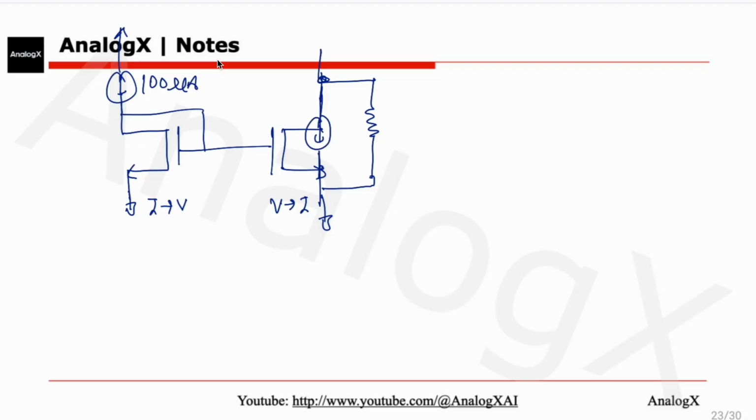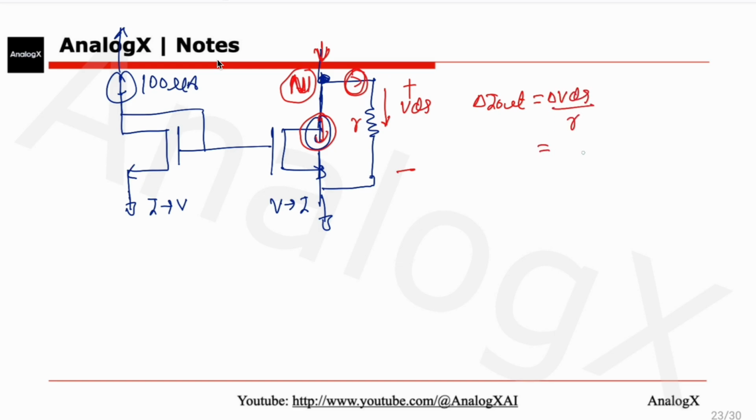If this node is changing by some amount, where will that current flow? That current will definitely flow through this resistance R, because this is a dependent current source and won't change. It is fully controlled by this VGS. So any change at that node will flow through R, and this will be VDS. The total current will change by this amount, and that change in current will flow through the resistance R. So delta I out will be delta VDS by R.